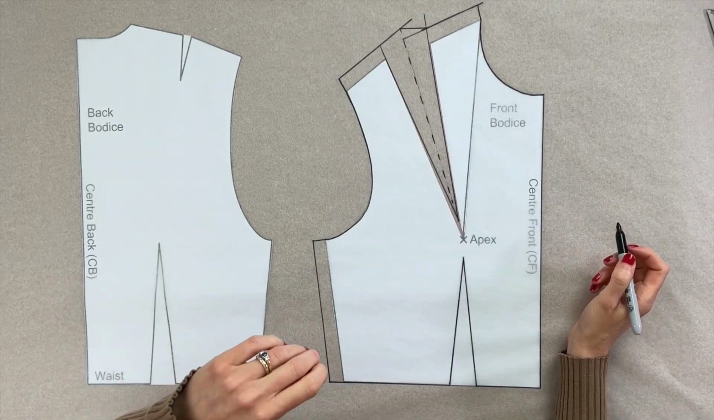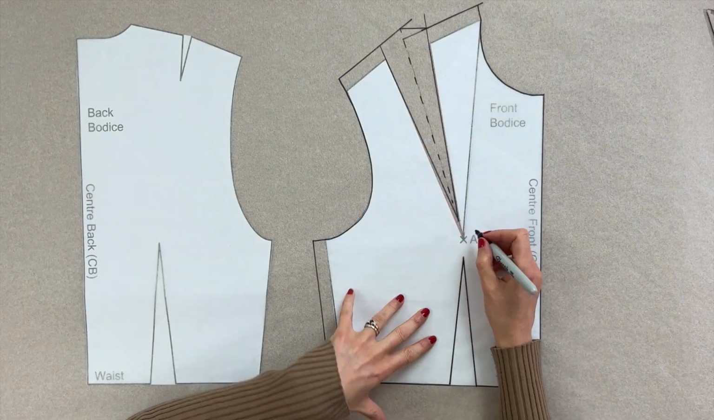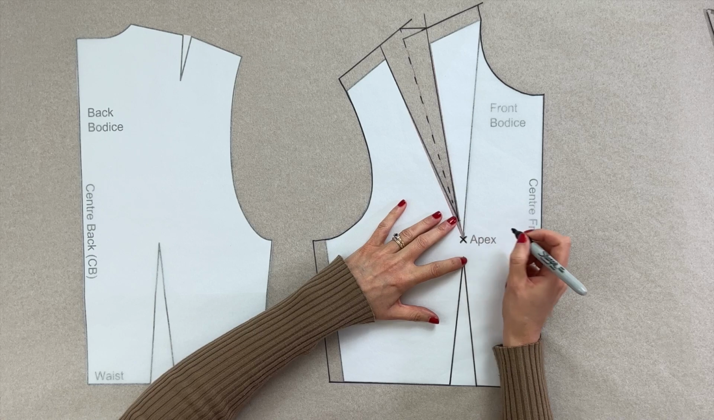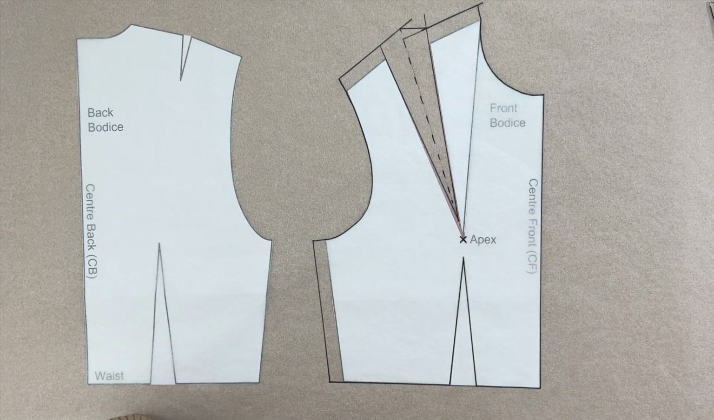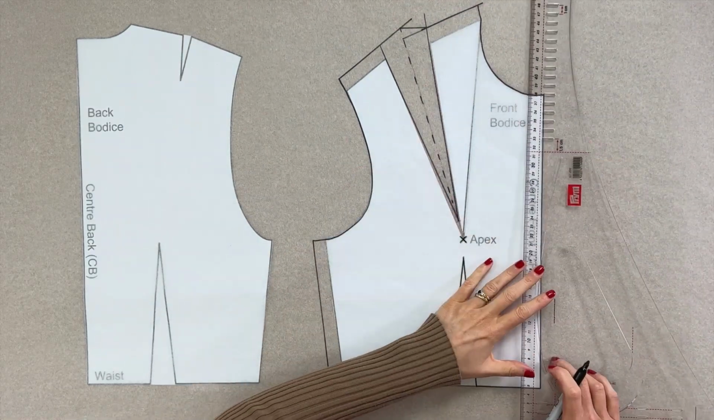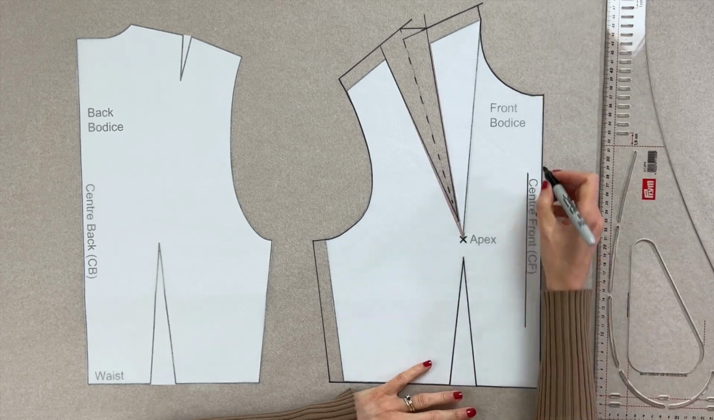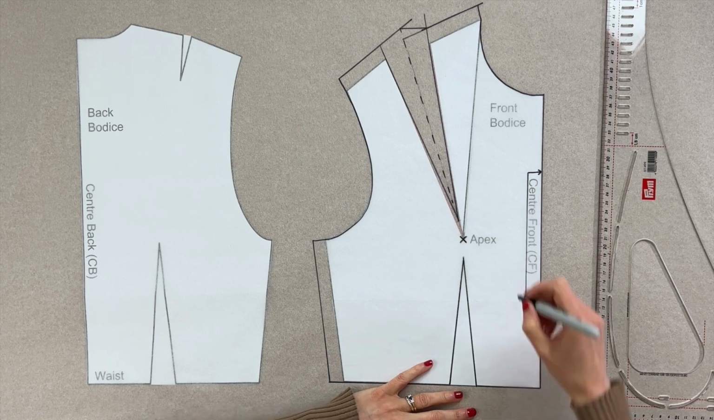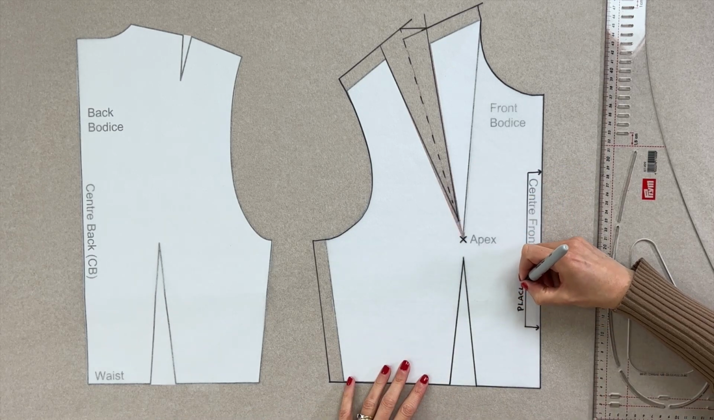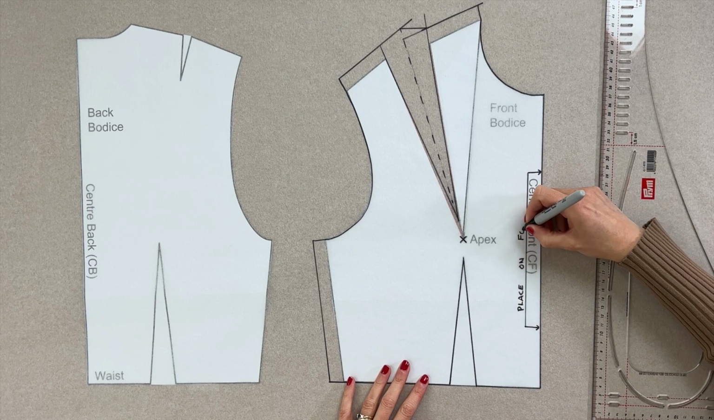At this point, we're going to annotate our pattern piece just so we don't forget exactly what we've done. Otherwise, you're going to end up with so many different pattern pieces. They're all going to merge into one and you'll forget which is which. So when we're doing our front bodice, it's always a good idea to mark on the pattern piece where your apex is. So just pop a little cross at that point. We also need to note that we're going to be placing our centre front on the fold. So annotate that next.